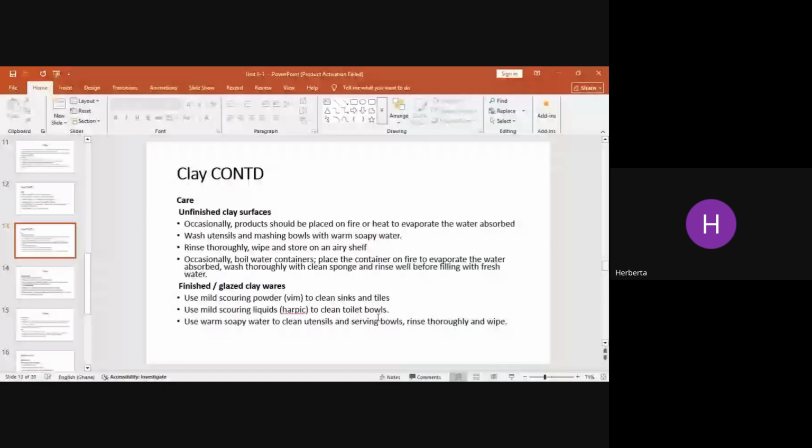Vim is Vim. Parazone is Parazone. And these are all brand names. Its right name is bleach. Some also call it power, some also have power zone with all types of zone. But the right name is bleach. These are brand names.